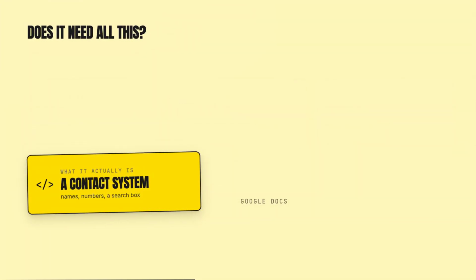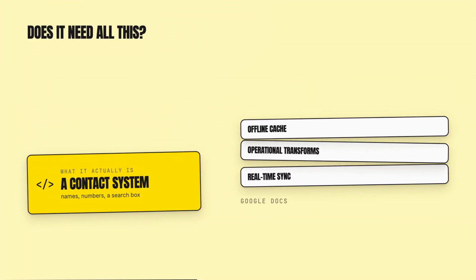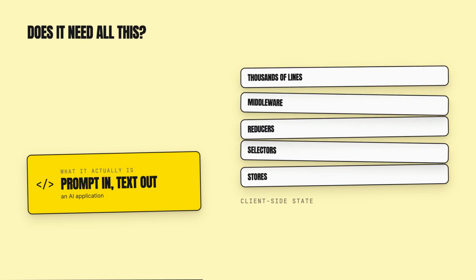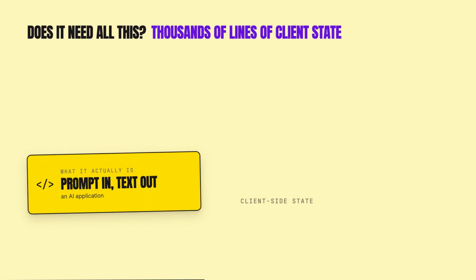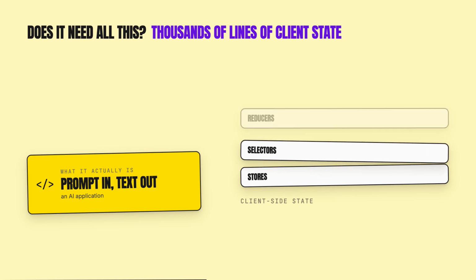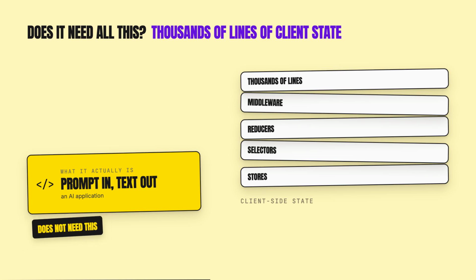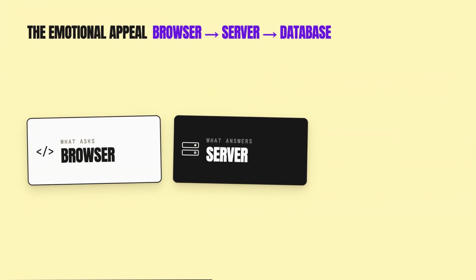A contact management system does not necessarily need the architecture of Google Docs. An internal dashboard does not necessarily need the front-end complexity of Figma. And an AI application that accepts a prompt and displays text may not require thousands of lines of client-side state management. This is the emotional appeal of HTMX.